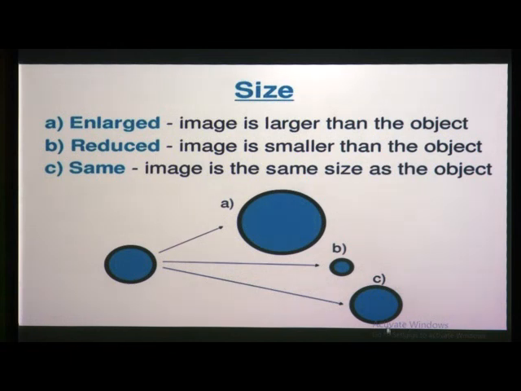Now, the third type is the same sized image. Whatever the object size is, we will get exactly the same size of its image. That is called a same sized image. So these are the types which are based on the size.